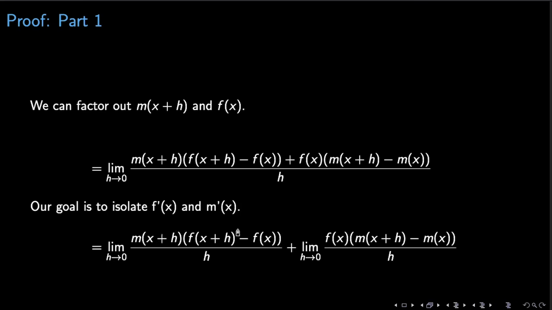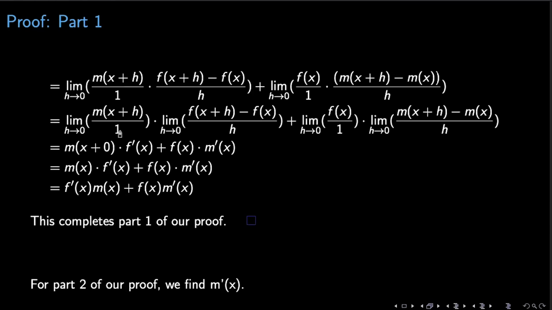On the right hand side, we can apply the same method. We can isolate f of x from m of x plus h minus m of x by applying the product rule once again for limits. What I did was separate them by their denominator, so I have m of x plus h over 1, and then this. Also for the right hand side, just the same thing. And this evaluates to, using the product rule, we can separate this limit into two limits.